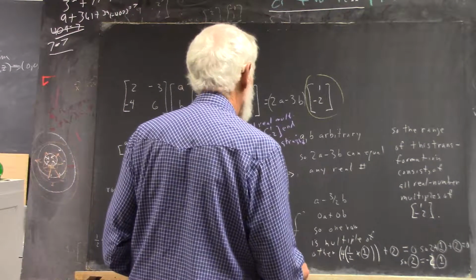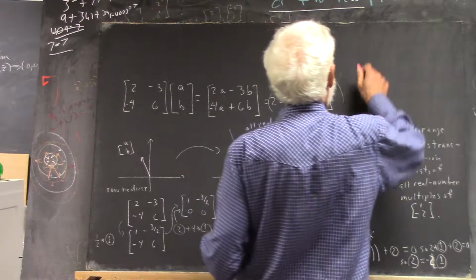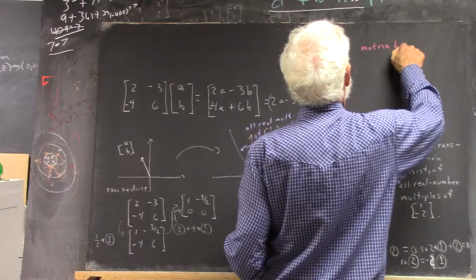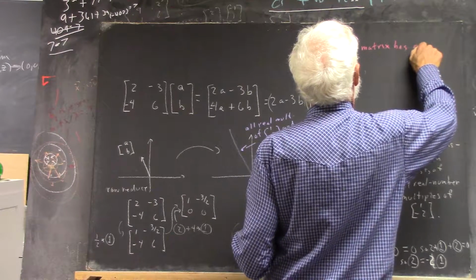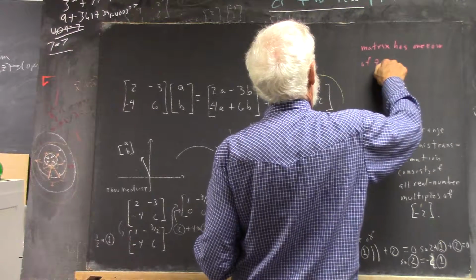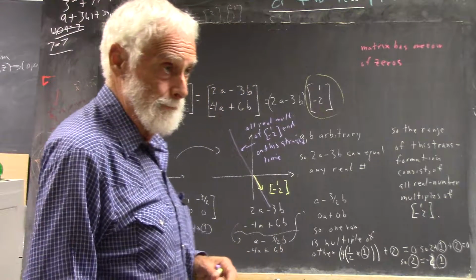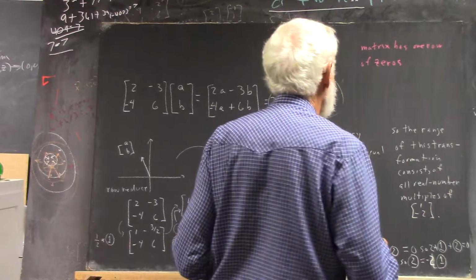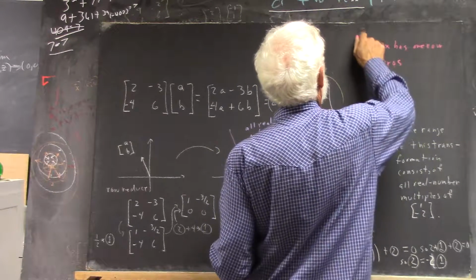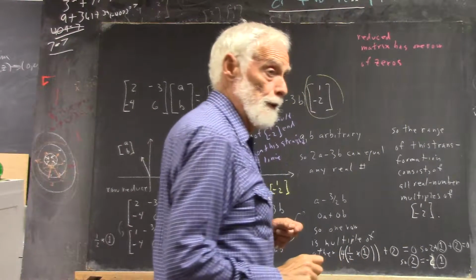Okay, so what we notice is the matrix has one row of zeros. Say the reduced matrix has one row of zeros.